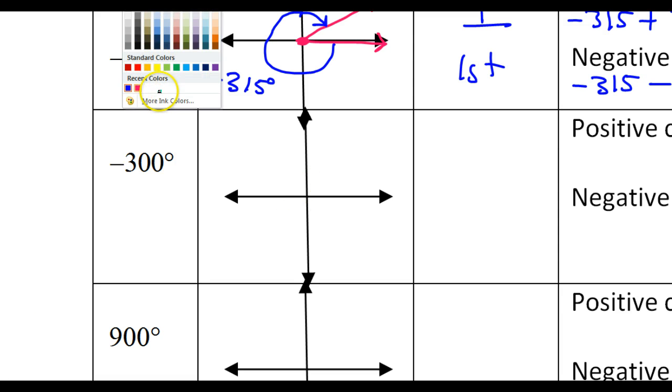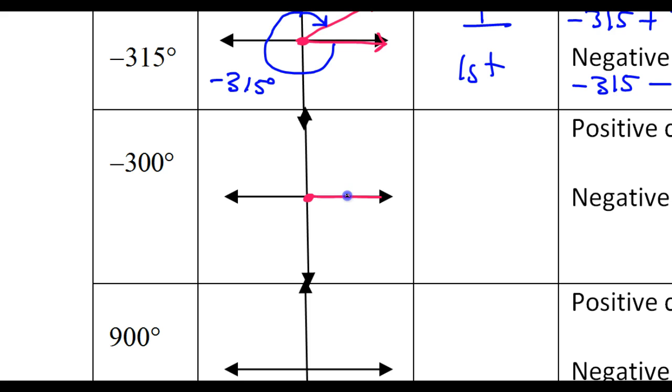So let's do the sketch. Here's the initial side, negative 300, so I'm moving clockwise again. So here I go, negative 90, negative 180, negative 270. Again, if I went all the way back to where I started from, that would be negative 360. But that would be too far, so I'm not going to do that. So I'm going to stop short, and be here.